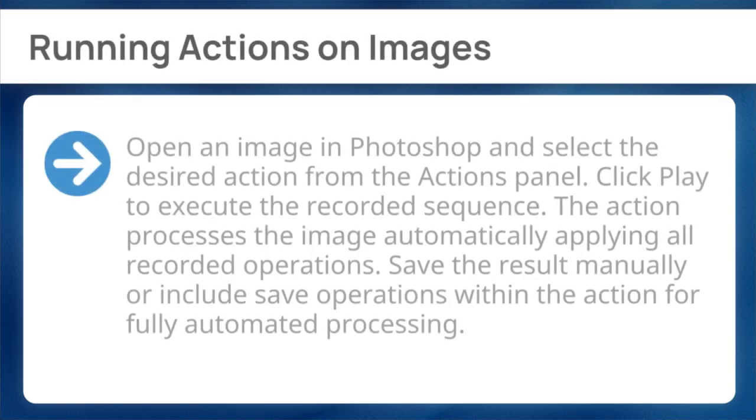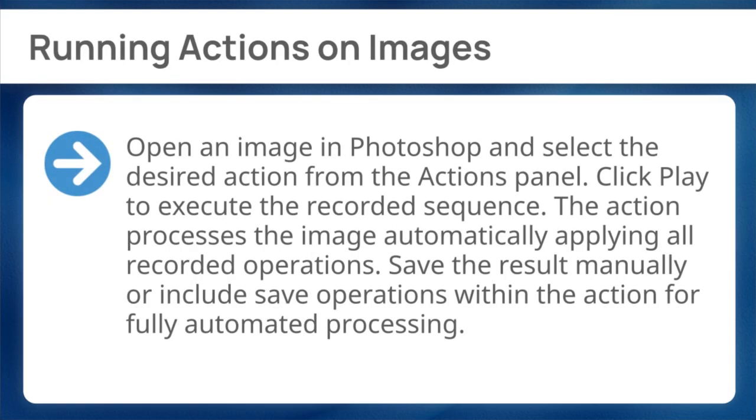Run actions individually or use batch processing for multiple files. Next, running actions on images. Open an image in Photoshop and select the desired action from the Actions panel. Click play to execute the recorded sequence. The action processes the image automatically, applying all recorded operations. Save the result manually or include save operations within the action for fully automated processing.